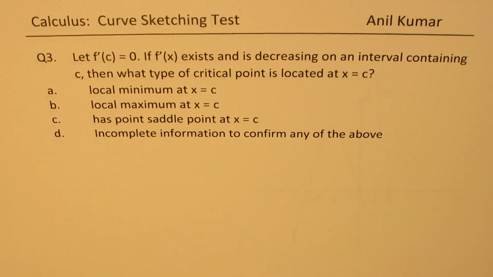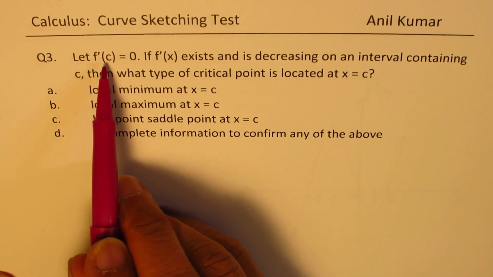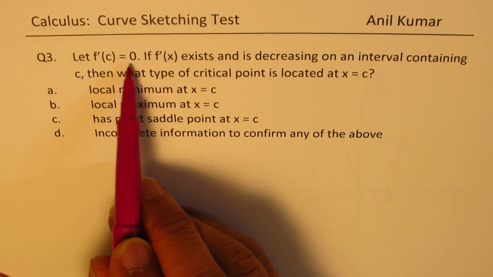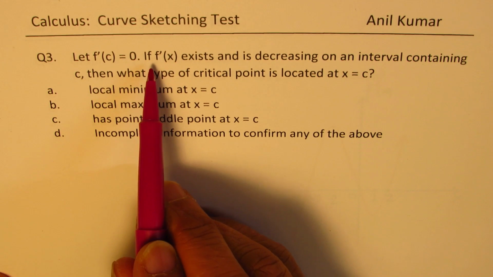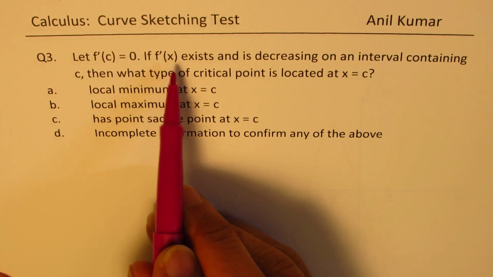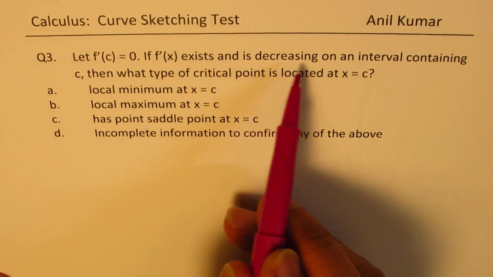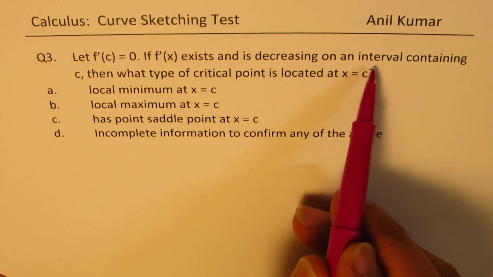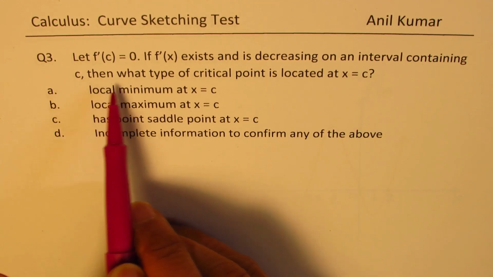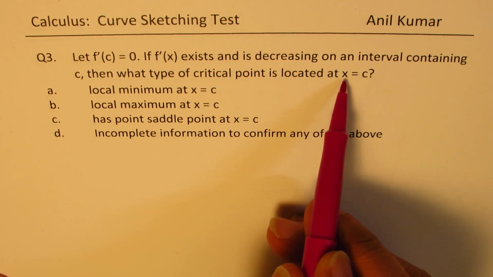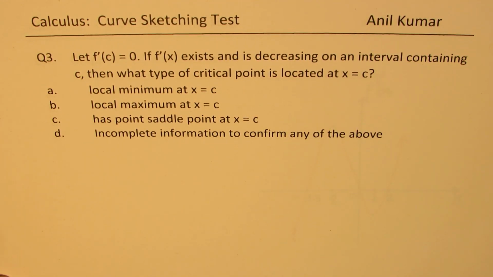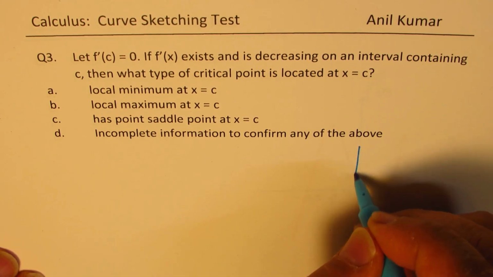The next question here is question number 3. Let the derivative at c be equal to 0, right? So when the derivative is 0, it's a critical number, so we have used c here. If the derivative of the function exists and is decreasing in an interval containing c, then what type of critical point is located at x = c? So I hope you understand the question. You can actually now pause the video, answer the question, correct?